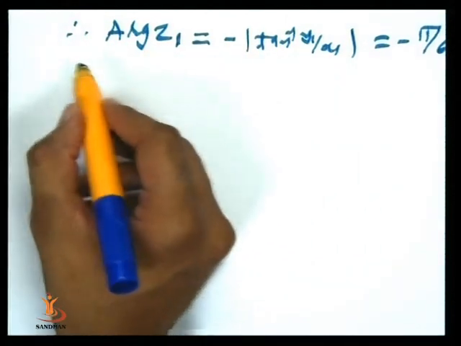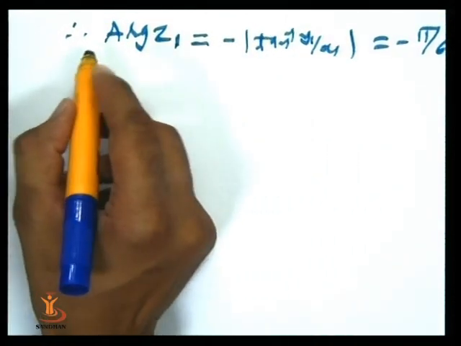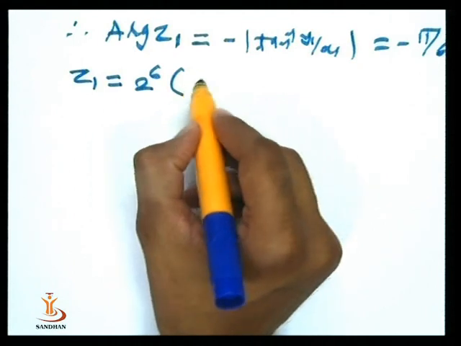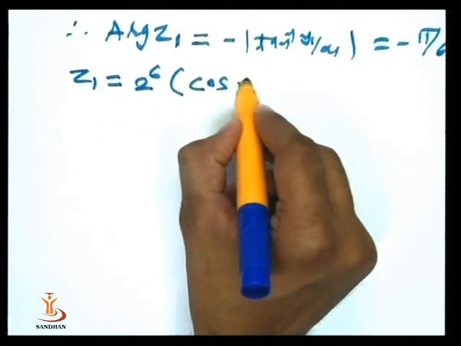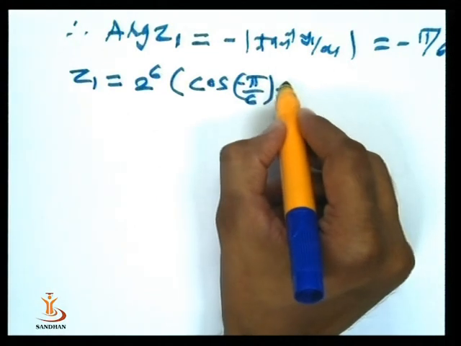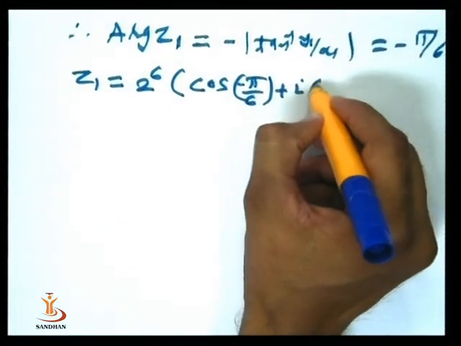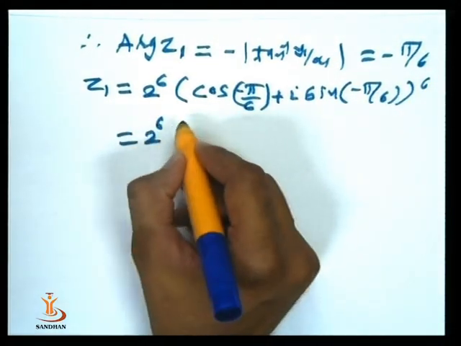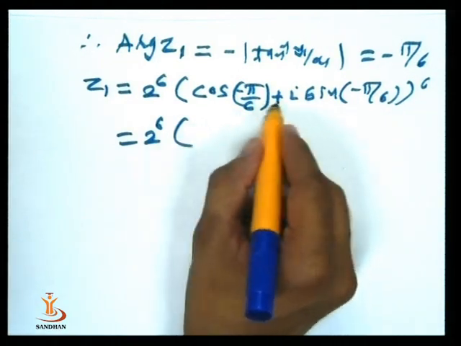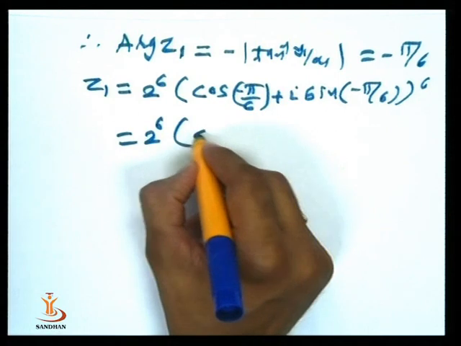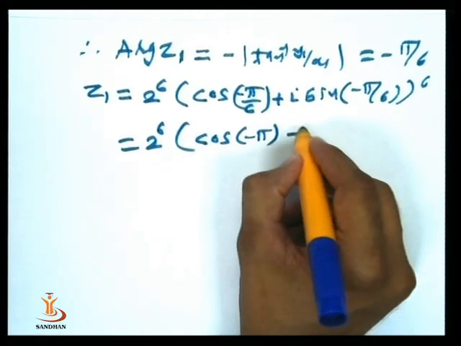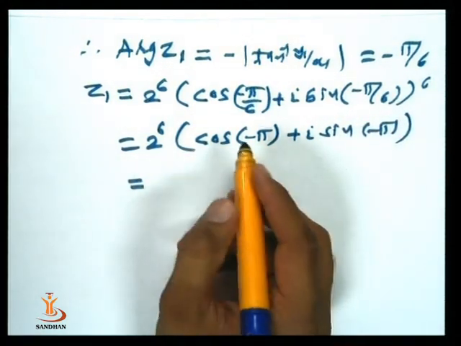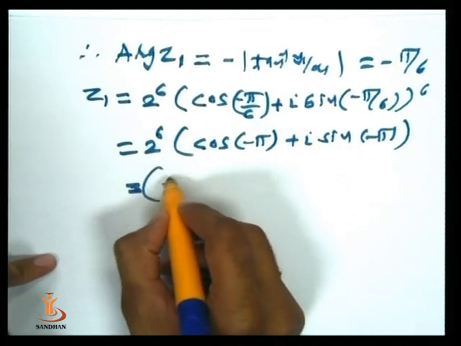Therefore we can write our main complex number z1 as 2 raised to 6 into cos minus pi by 6 plus i sin minus pi upon 6, the whole raised to 6. Now we will apply De Moivre's theorem to this. So we can enter this 6 here: cos minus pi plus i sin minus pi. The 6 will be cancelled out. This is De Moivre's theorem.